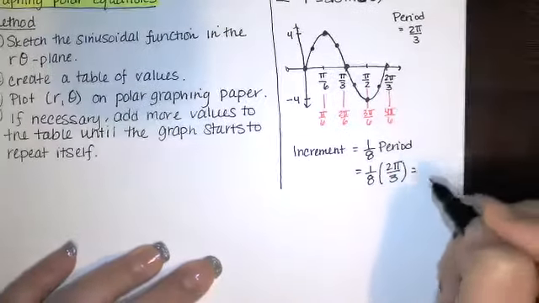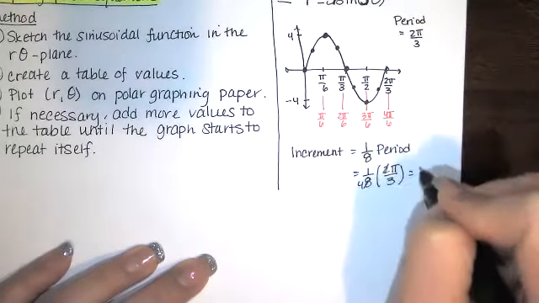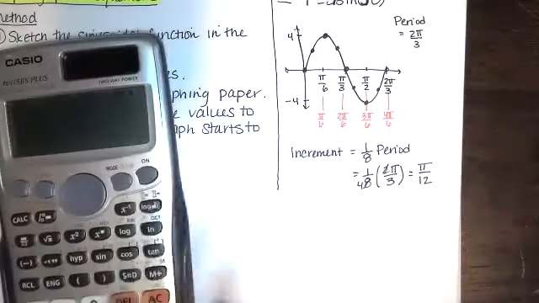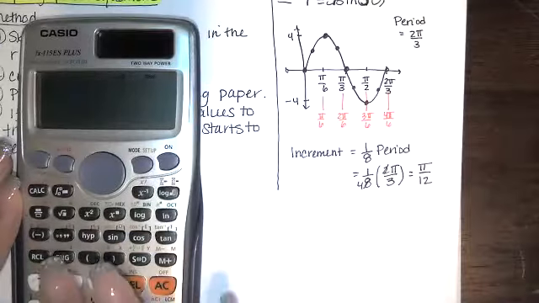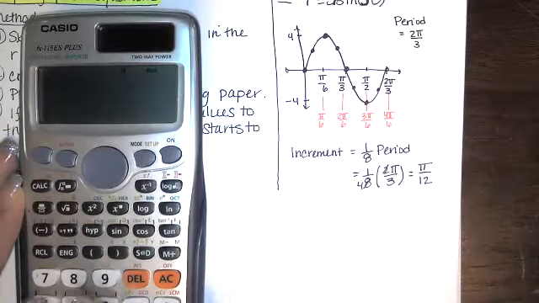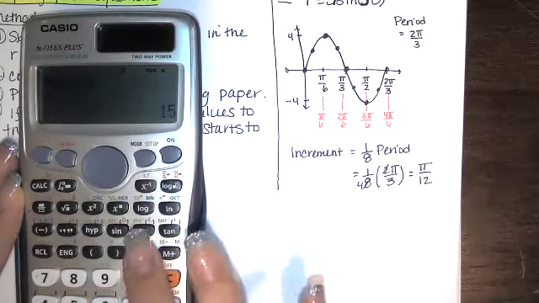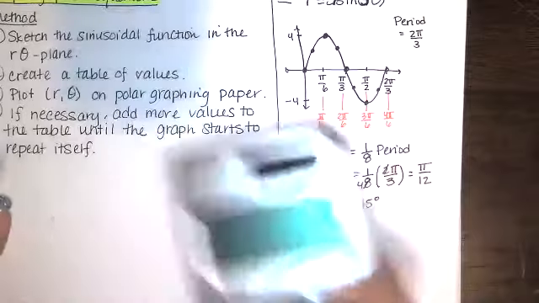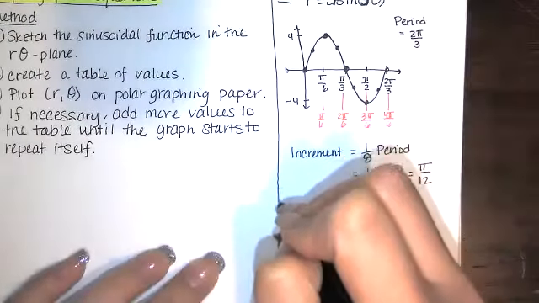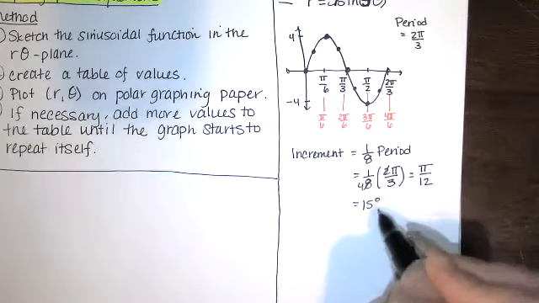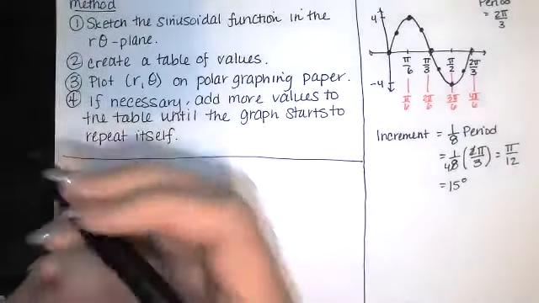And that simplifies to pi over 12. Let's see what that is in degrees. So 180 over 12, that's 15 degrees as our increment. Okay. And we're using that increment to create our chart.